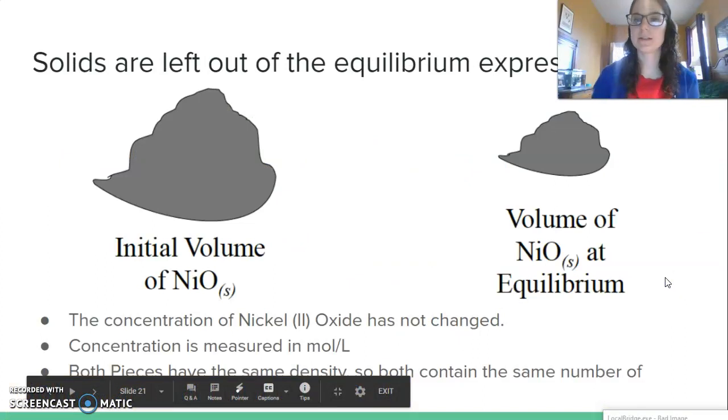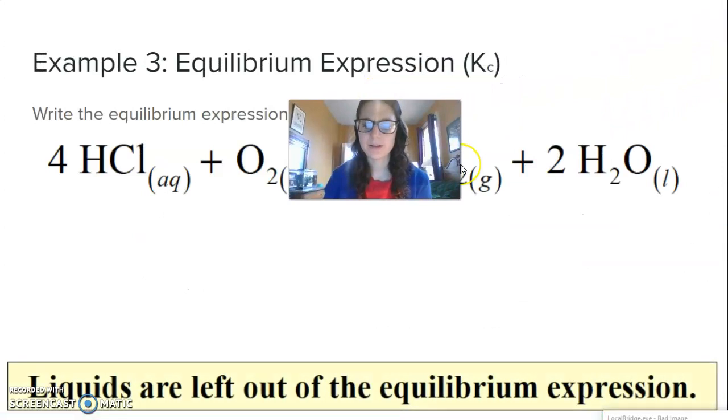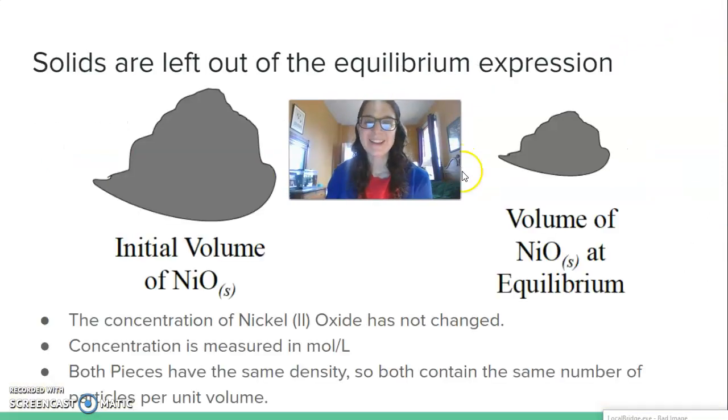The reason that solids are left out of the equilibrium expression is that the concentration of nickel(II) oxide essentially hasn't changed. This is the initial volume of nickel oxide, and this is the final volume at equilibrium. You see that the volume is reduced, but remember, concentration isn't volume, it's moles per liter.